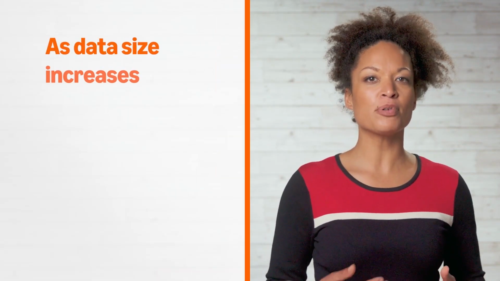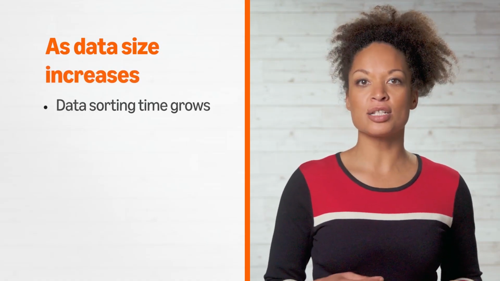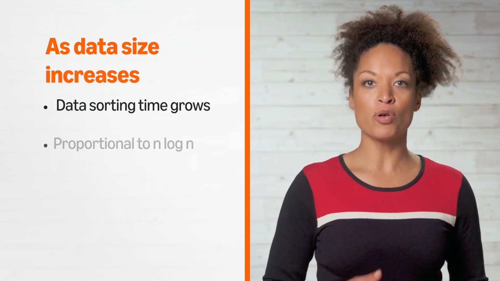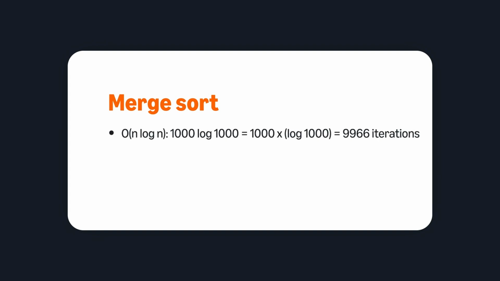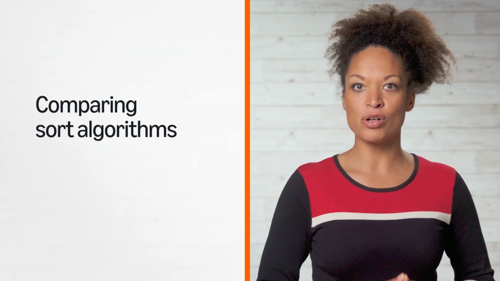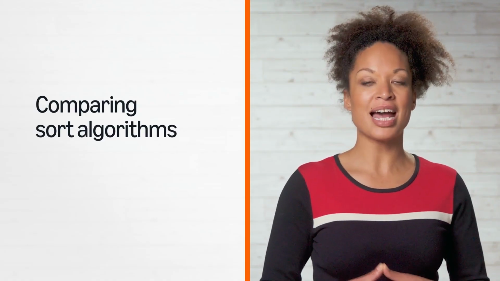As the size of the input data increases, the time it takes to sort the data grows at a rate proportional to n log n, where n is the number of elements. For example, if there are 1,000 elements, then the time complexity calculation would look like this. O(n log n), 1,000 log 1,000 equals 1,000 times log 1,000, which equals 9,966 iterations.